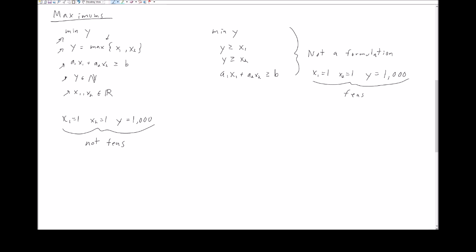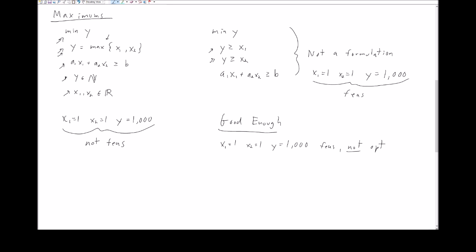The reason why is because y has to be equal to the maximum. Over here, we've relaxed that. Y is only going to be greater than or equal to x1 or x2. So in a strict sense, this trick that we've used doesn't actually give us a proper formulation. But really, this trick that we used is going to be good enough. And the reason it's going to be good enough is because x1 equal to 1, x2 equal to 1, and y equal to 1,000 is feasible, but it's not optimal.